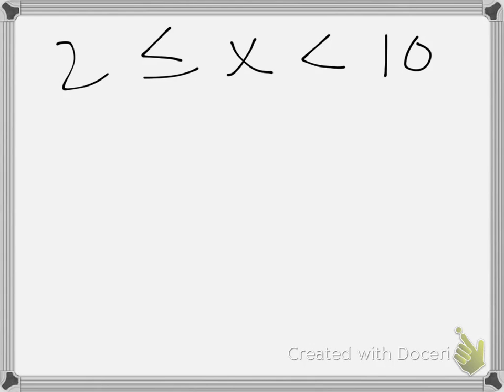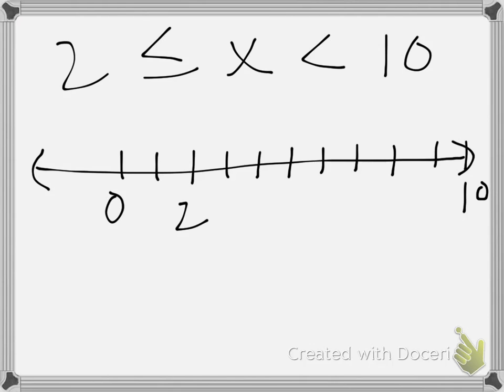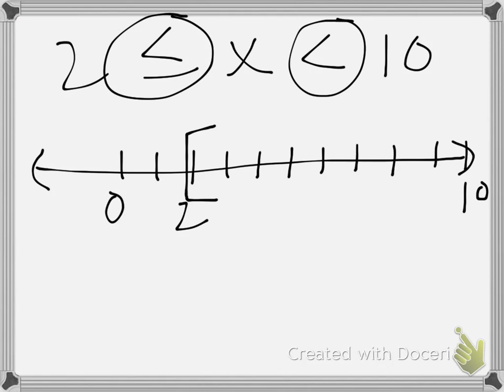It says to graph the solution set. So you draw a number line. Here's 0, 1, 2, 3, 4, 5, 6, 7, 8, 9, 10. Well, that wasn't very good, but you get the idea. Now remember, we don't do the open dot or closed dot. We do the bracket or the parenthesis. This sign tells me to do a bracket at 2 because it's or equal to. This sign tells me to do a parenthesis at 10.